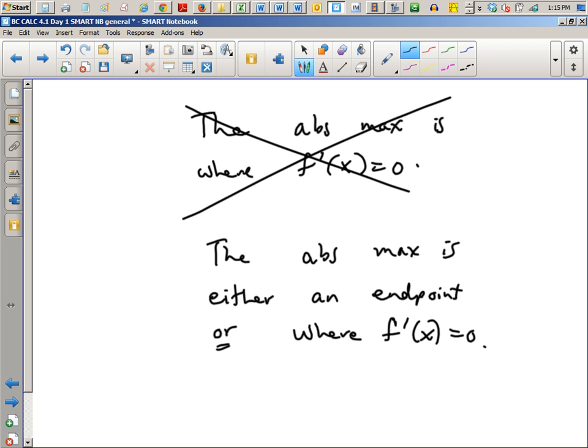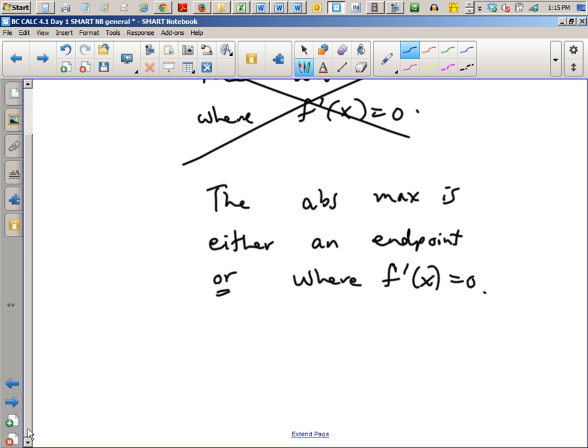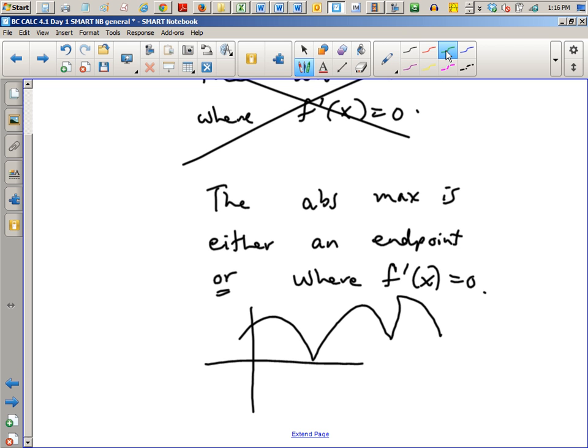Look at this graph, for example. Watch. On this graph, where is the highest point? At the third peak. Is the derivative 0 there? No. Is that an endpoint? No.